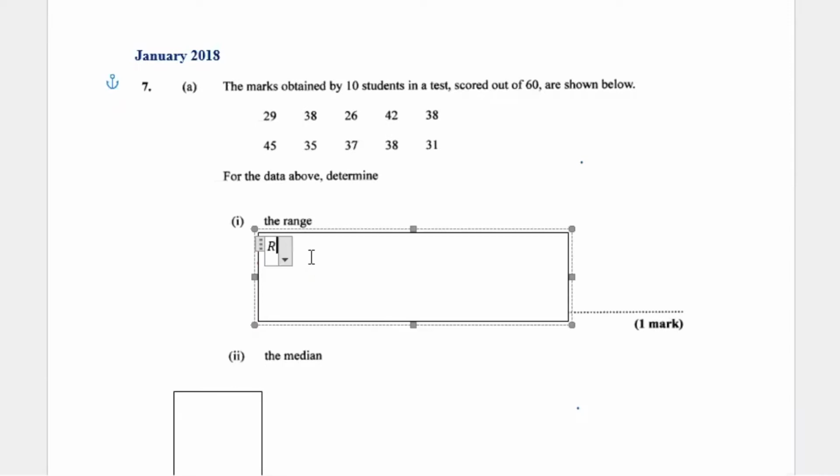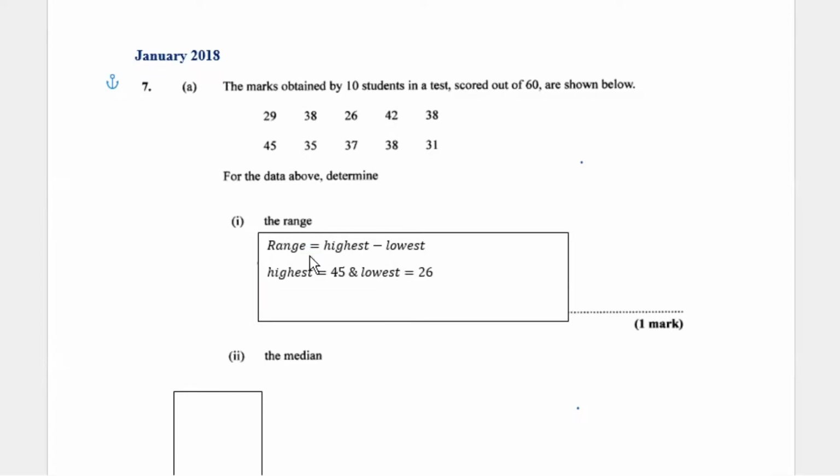So what we know is that range is equal to the difference between the highest and the lowest. In this case, it will be the difference between the highest score and the lowest score. So what we can do, we can identify what these are. The highest score is equal to 45, and the lowest score is equal to 26.